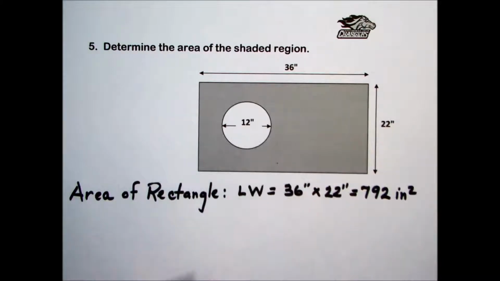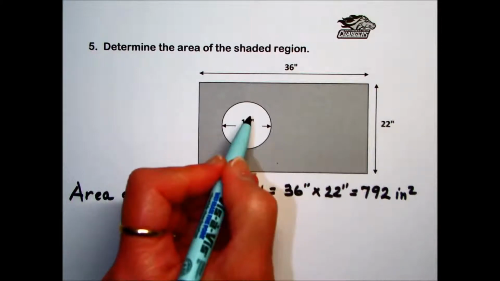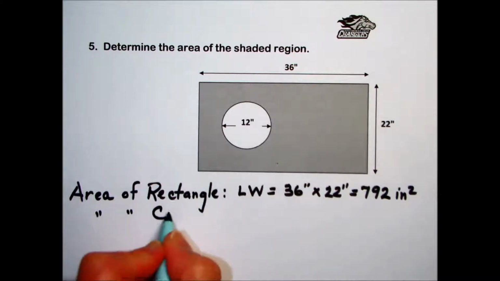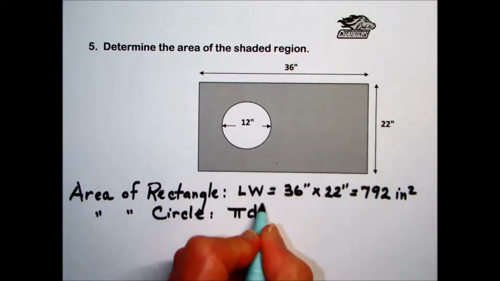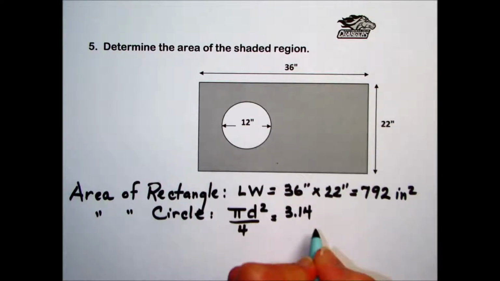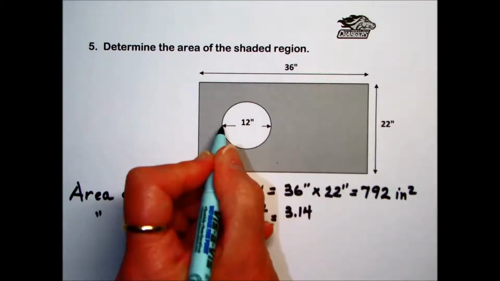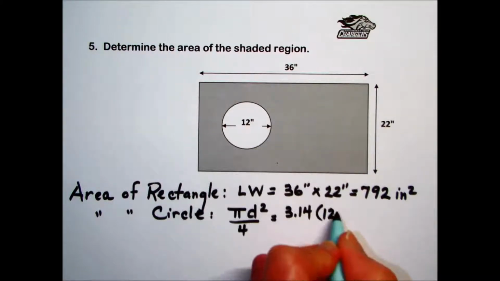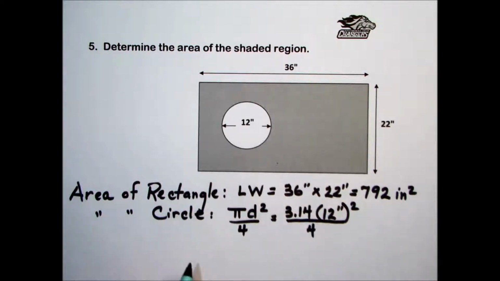792 square inches. Next, we're removing this circle area. So let's find the area of the circle. The formula is pi, diameter squared, divided by 4. We'll use 3.14 for an approximate value of pi. The diameter, which is the line segment whose endpoints are on the circle and contains the center, is given as 12 inches. That will be squared, and we'll divide that by 4.